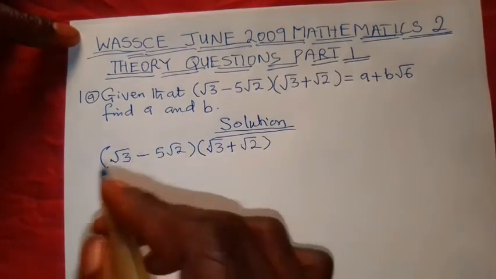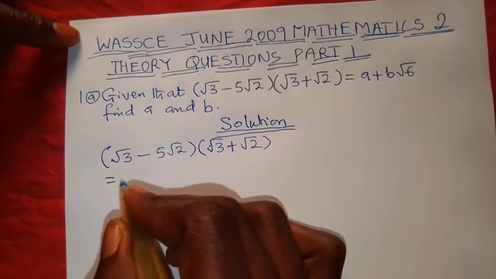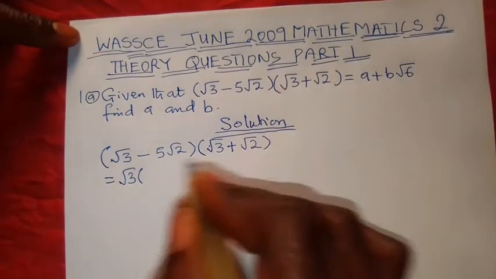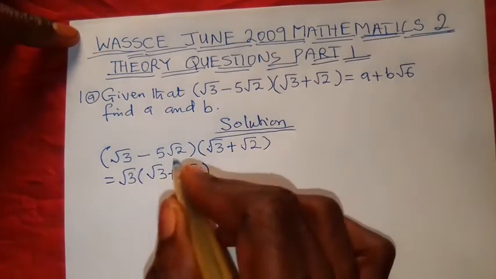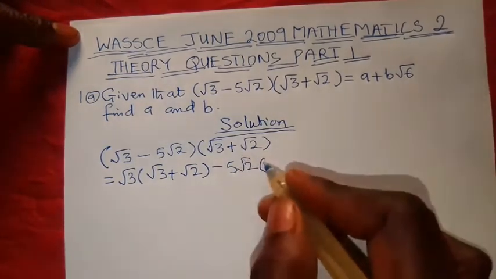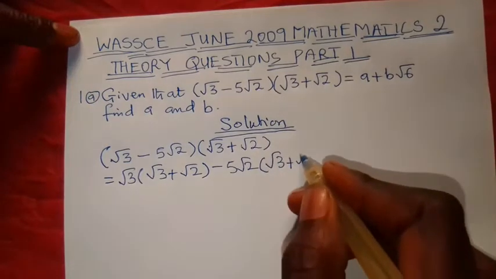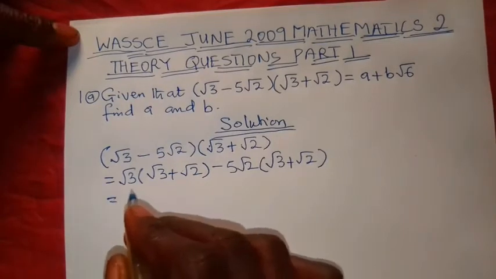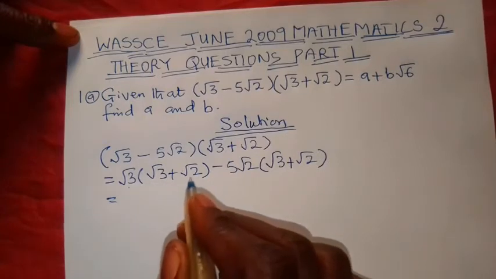How do we expand it? Here is how we go about it. We take our equality sign, put our √3, then open the bracket and write the content of this bracket, which is √3 plus √2. Then I'll write minus 5√2, open bracket, and write √3 plus √2 here, then we close the bracket. The next thing we do, as I said before, is to expand by using this √3 to multiply all the contents in the bracket.